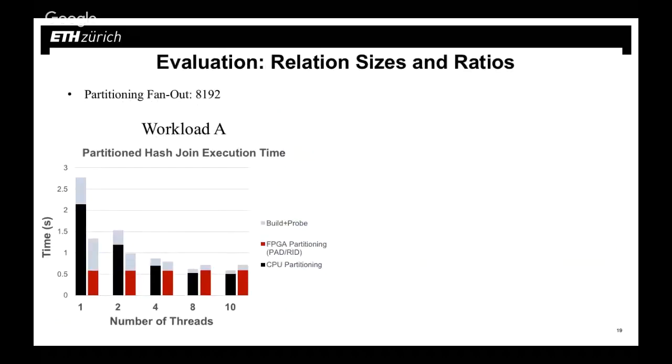So now let's take a look at the hybrid join performance. We fixed the partitioning fan out to 8000, which gives the best performance for build and probe. On the x-axis, we have the number of threads that we use to do CPU partitioning and CPU build and probe. And as we can see, the FPGA partitioning in padding row ID mode is faster until 8 threads on the CPU are dedicated to doing partitioning. So we observe that the hybrid processing seems to be performing well. The only artifact that we are observing here is that the build and probe after FPGA partitioning is slightly slower.